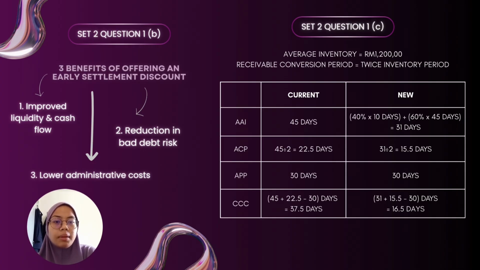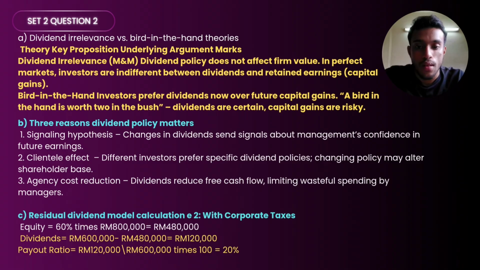For ACP, because it mentioned that receivable conversion period is twice the inventory period, we need to divide it by 2. For current, 45 days divided by 2, we will get 22.5 days. And for the new one, 31 divided by 2, we will get 15.5 days. And APP, it has the same APP, which is 30 days. And for CCC, we need to calculate. So for the current, we get 37.5 days, and for the new one is 16.5 days only. Let's go to set 2 question 2.